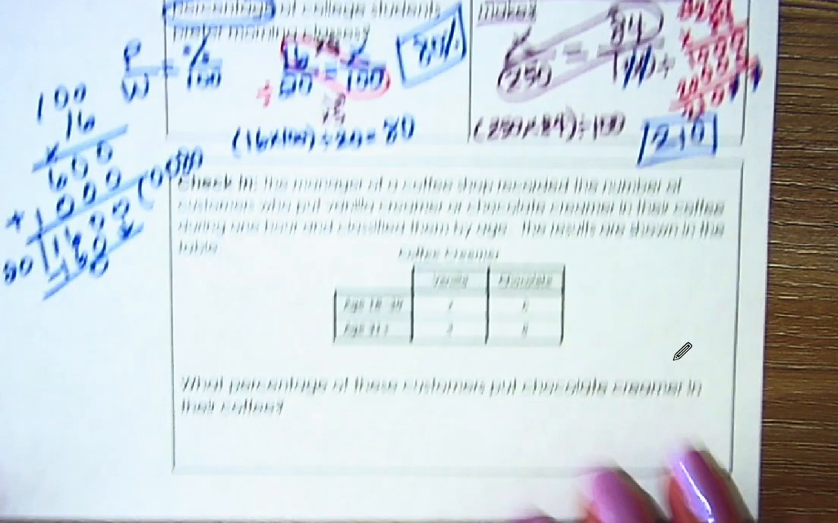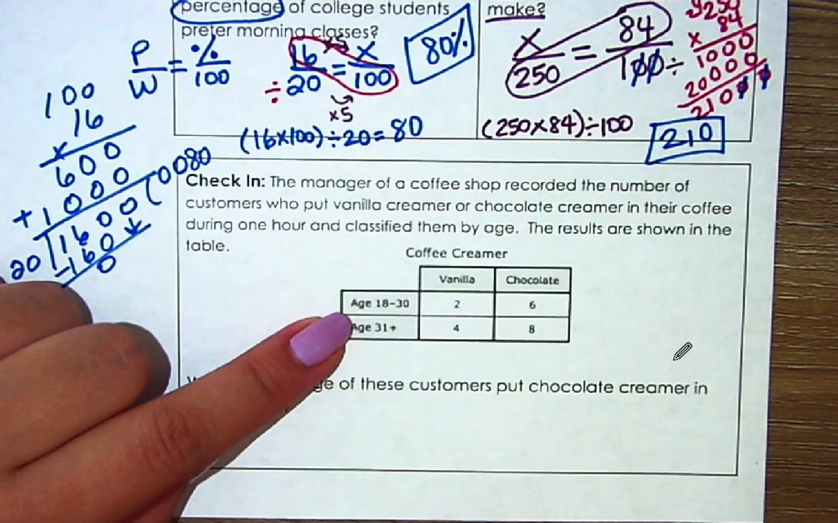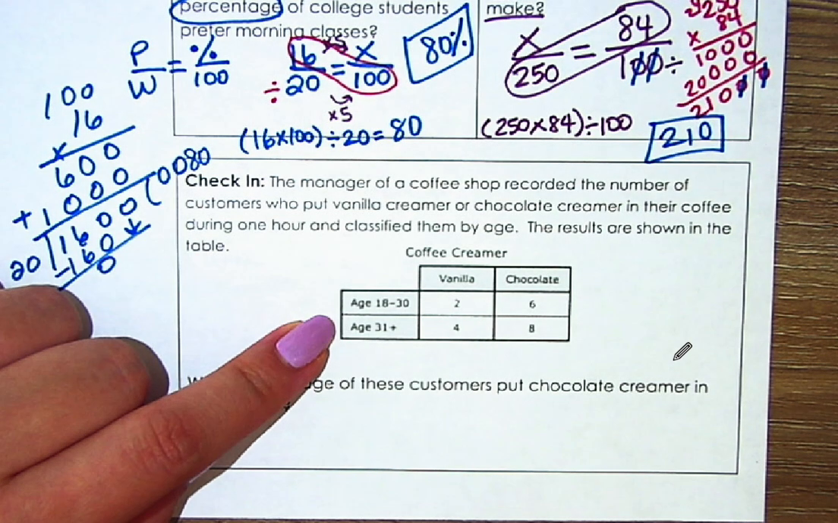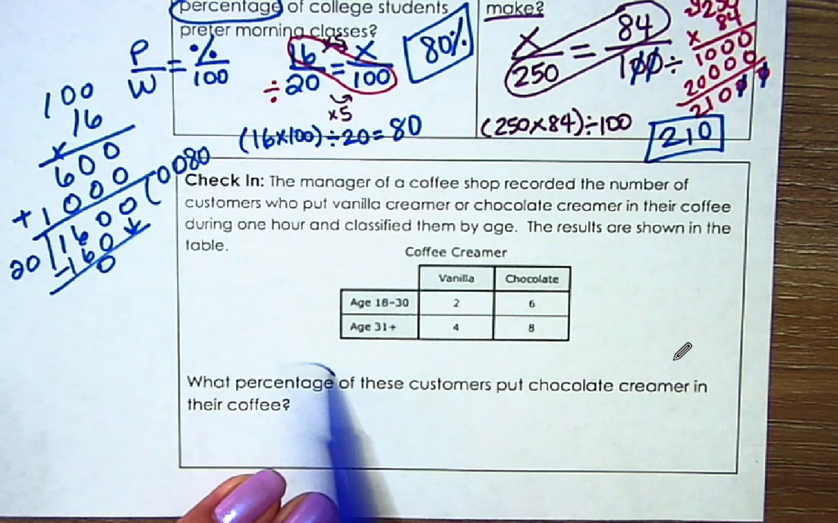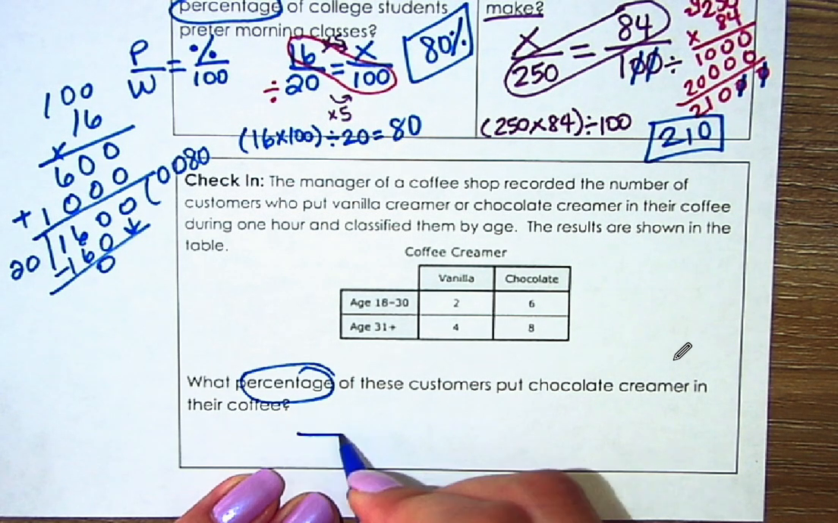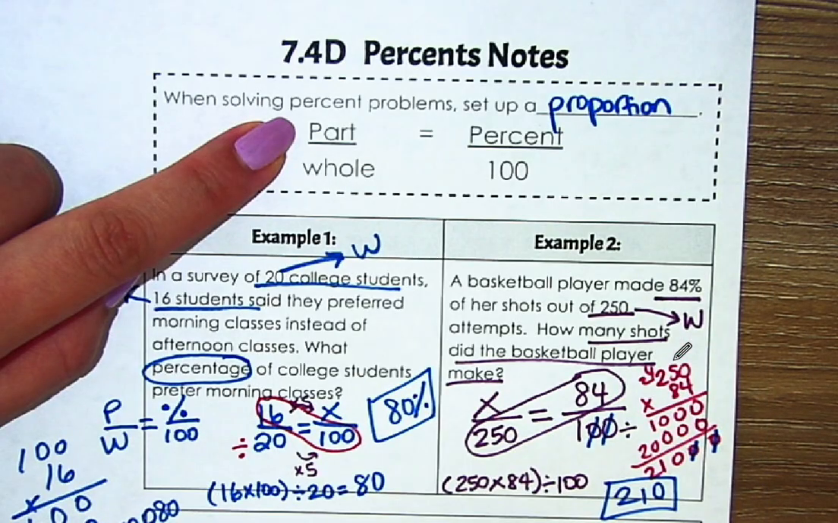The check-in right here, this one I'm going to start it for you and you're going to finish it. It says the manager of a coffee shop recorded the number of customers who put vanilla creamer or chocolate creamer in their coffee during 1 hour, classified them by ages. So this is our little chart here. The results are shown. Okay, so what percentage? We see the word percentage. Again, we are doing our proportion. Part over whole equals percent over 100.